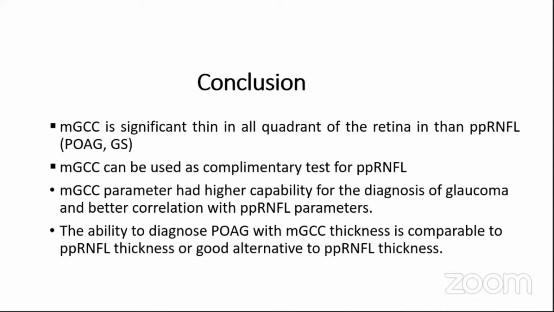Macular ganglion cells were found to have higher capability for the diagnosis of glaucoma and better correlation with the peripapillary retinal fiber layer. The ability to diagnose POAG with macular ganglion cell thickness is comparable to the peripapillary retinal fiber layer.